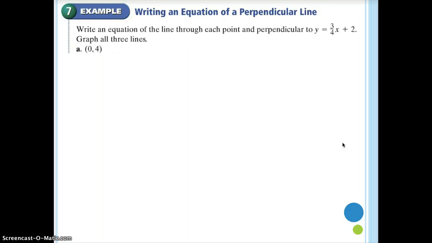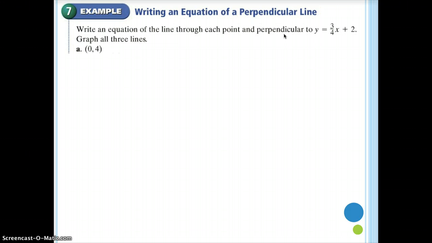All right, last example in section 2.2. They give us this problem here. Find the equation of the line through each point, so they're going to give us several, that is also perpendicular to the line y equals 3/4 x plus 2. Now, if we were trying to find parallel instead of perpendicular, it would be pretty easy. We would just use this same slope here, 3/4. But here they're talking about perpendicular, which is the harder of the two.